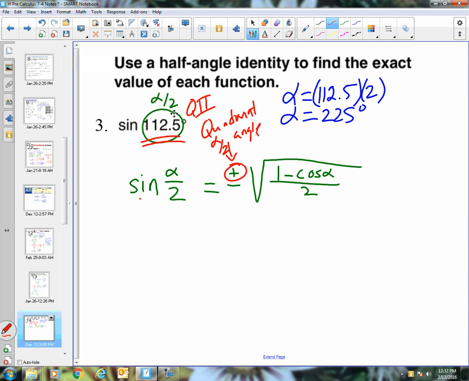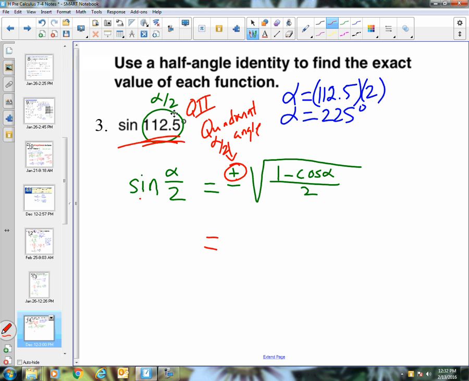You have to choose the sign. There's no way that you're going to be able to figure that out any other way. You have to know what quadrant the angle is in that you're trying to find the answer for. So you're looking for sine of 112.5. Okay, so that's the first issue. Got to figure out your plus or minus.